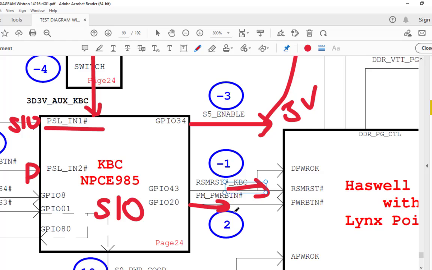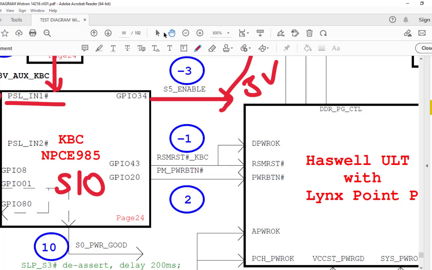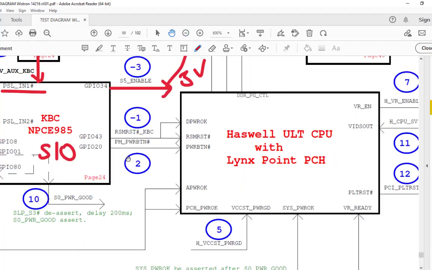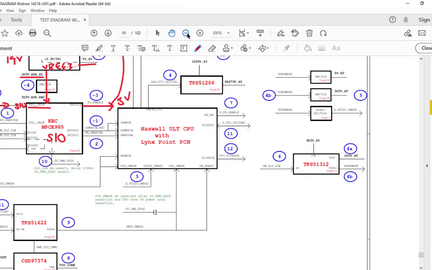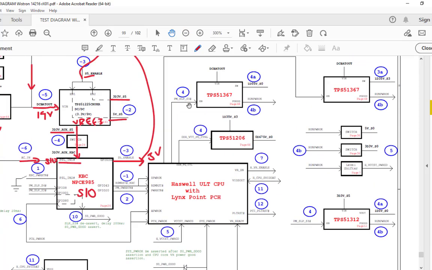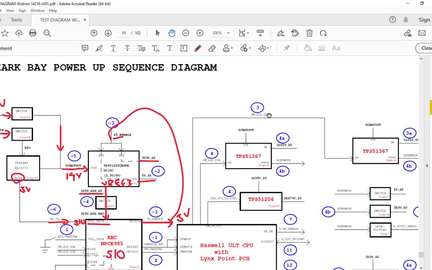And then after step number 2, step number 3. You can see here, step number 1, step number 2, and then step number 3. Here's step number 4. Step number 3, you can see here.